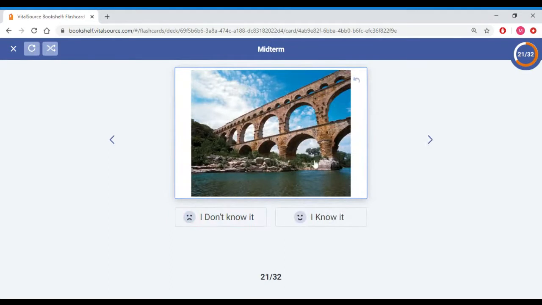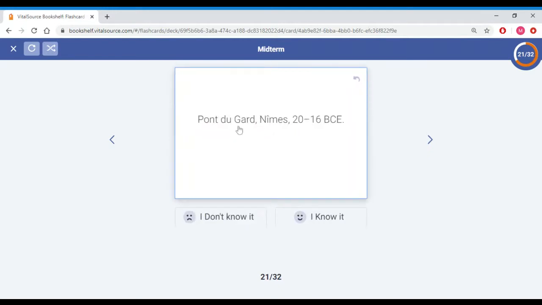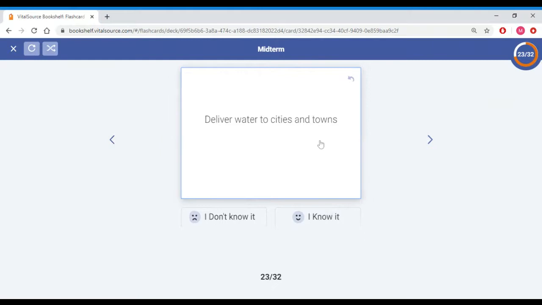Here we see the use of arches, different sorts of arches, even small arches on the top. But what is this called? This is an aqueduct, the Pont du Gard in Nimes in France. It is important you know which one it is called. It's an aqueduct. So what does a Roman aqueduct do? It delivers water to cities and towns.